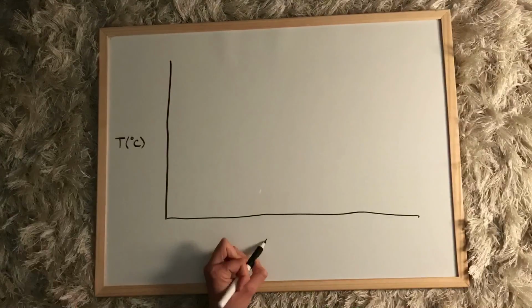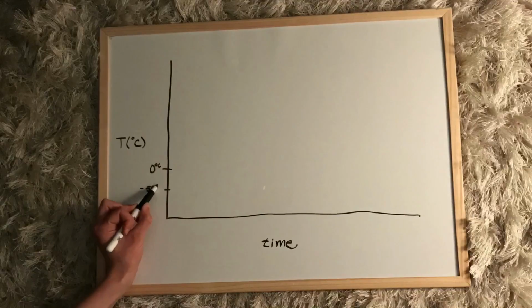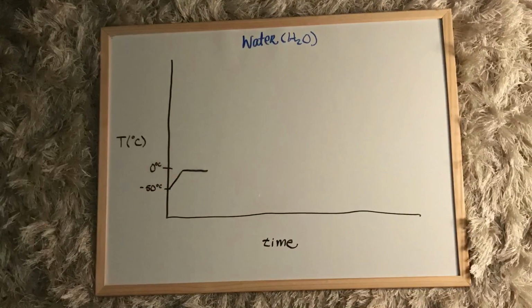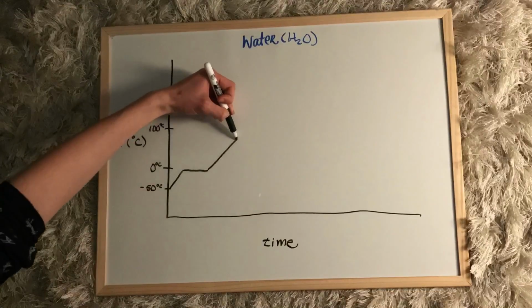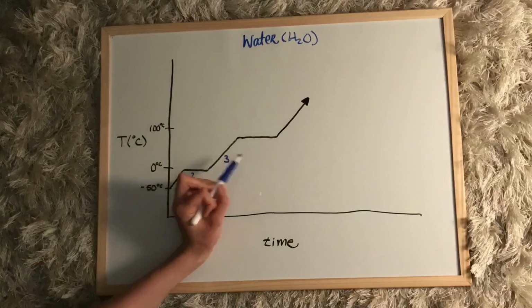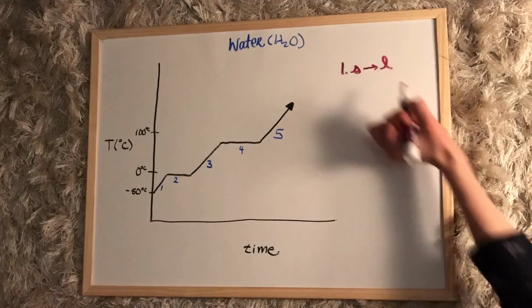Well, if we graph temperature as a function in respect to time, it'll look a little something like a stepping staircase. For this example, we'll use water and start graphing it at an arbitrary temperature like -50 degrees Celsius, and then add the other temperatures in that constitute for the melting point and the boiling point. Now let's take a look at what's happening at each of these sections.